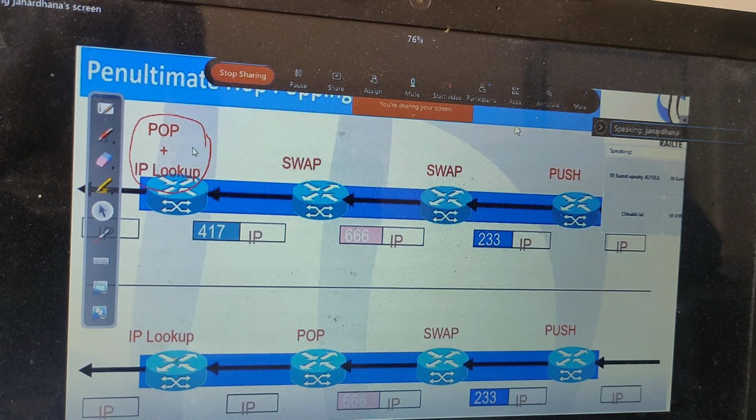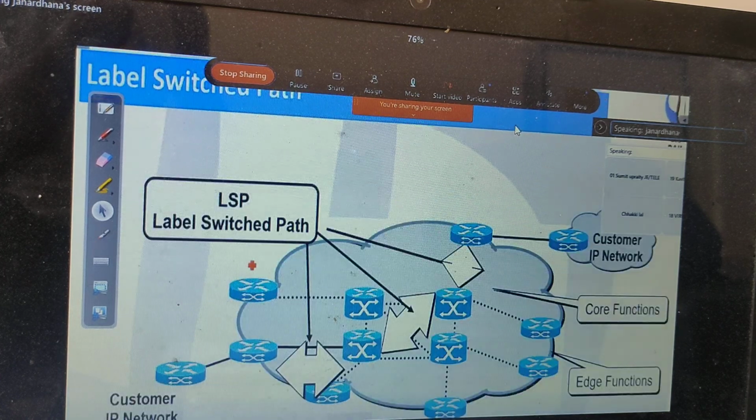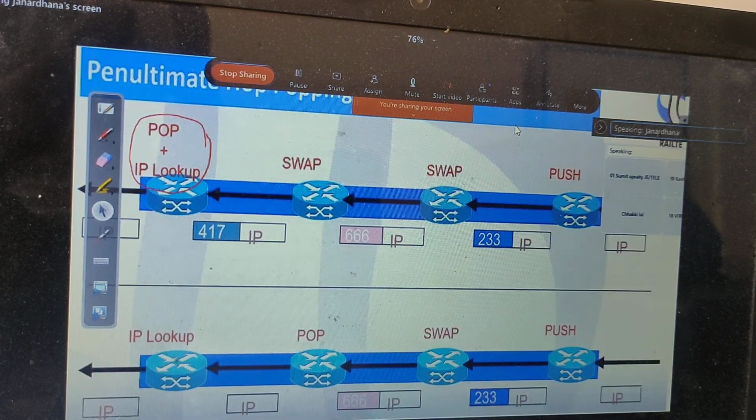If you see here, it is doing the POP operation plus IP lookup, nothing but routing. So instead of that, only this router does the IP lookup, and the popping operation is given to the router before it, the last but one router. So this will be called penultimate hop popping. Okay. So popping happens before the actual router, so that is the PHP router.